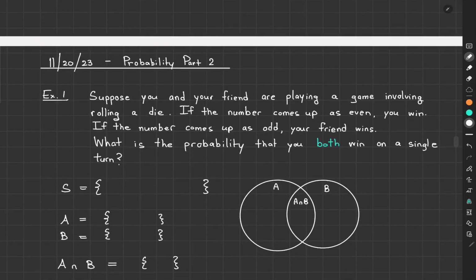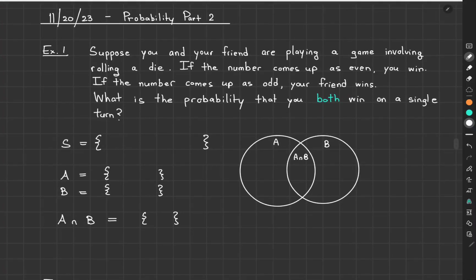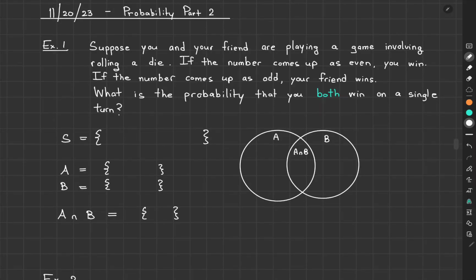Okay, so let's start with this example here. Suppose you and your friend are playing a game involving rolling a die. So this is your fair 6-sided die. If the number comes up as even, you win. If the number comes up as odd, your friend wins. So what's the probability that you both win on a single turn? You're going to think about this problem the same way we have started off all theoretical probability problems. We start with our sample space. So this is just all of the possible outcomes we can have, the values 1 through 6.